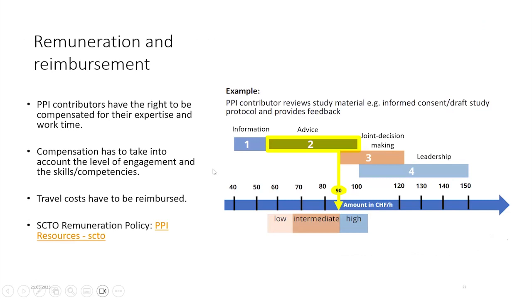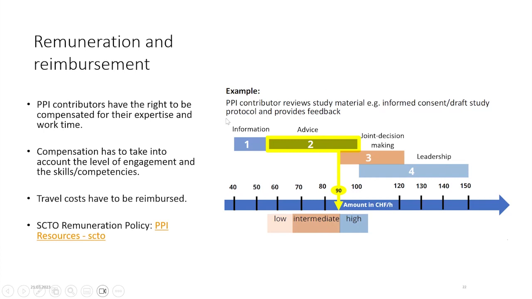Regarding the remuneration, it was already explained to you at the very beginning. It depends on the expertise of the patient, but also the level of engagement. So if you look here, if you have a patient that gives advice, step 2, the level of engagement 2, and this PPI contributor has an intermediate to high level of expertise, then you can imagine a fee of 90 francs per hour.